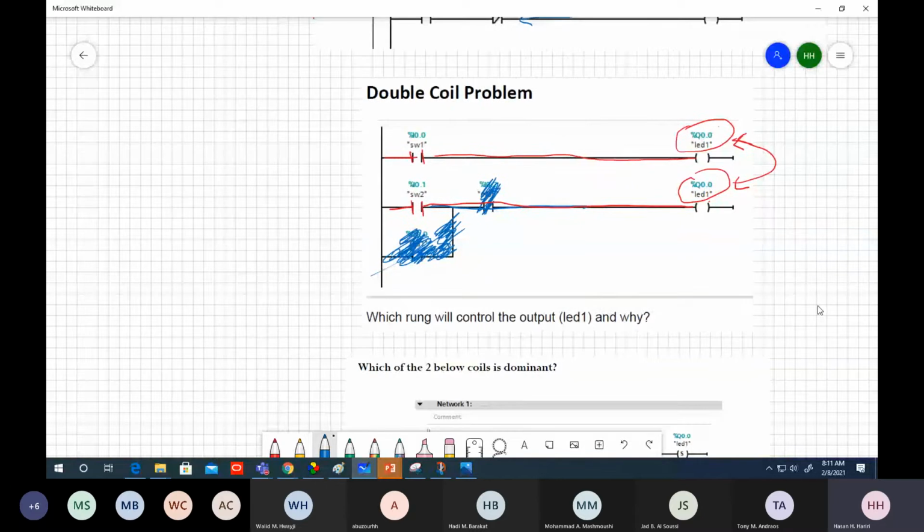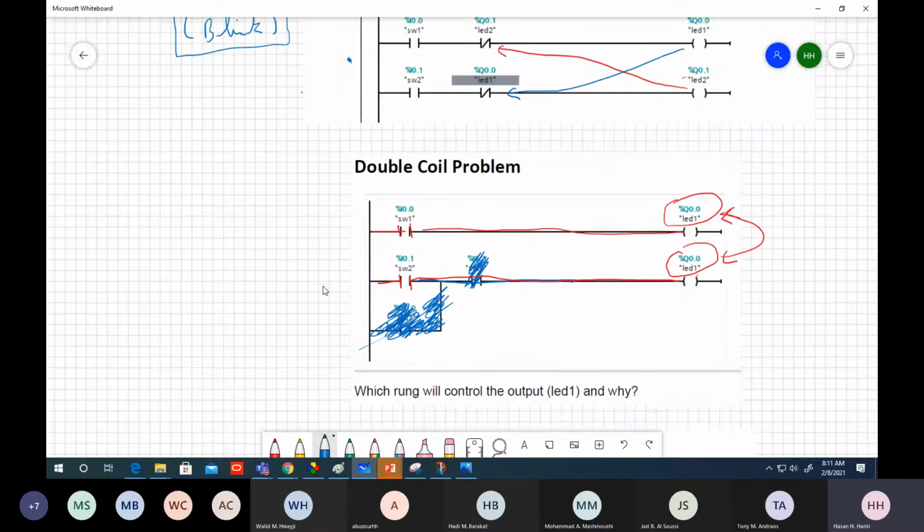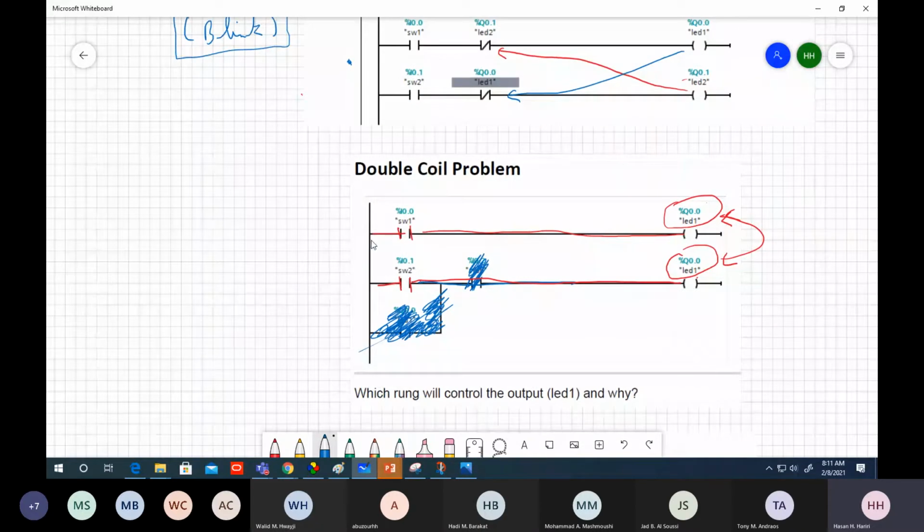So now I have switch 1 connected to light 1, and switch 2, which is in the second rank, connected to the same output, the same LED. So do you all agree with Hussam's opinion that rank 1 has more priority? Rank 1 will win. So it means, Hussam, that if you close switch 1 and you open switch 2, the light will be on.